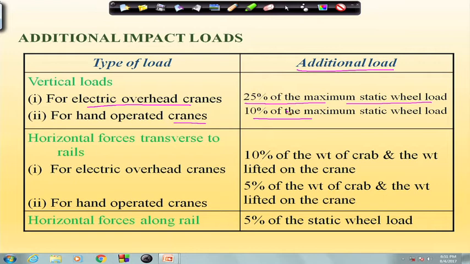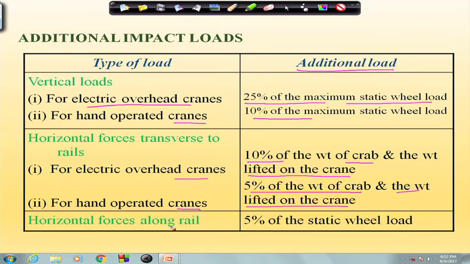And this is vertical load. For horizontal forces transverse to rail, for electric overhead cranes it will be 10% of the weight of crab and the weight lifted on the crane, right. And for hand operated cranes it will be 5% of the weight of crab and the weight lifted on the crane. So, this is how we have to calculate the additional load due to impact.